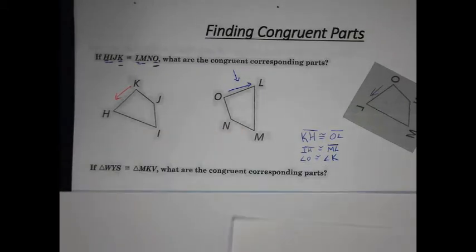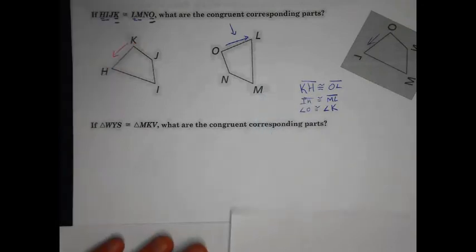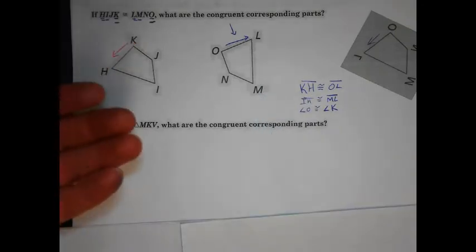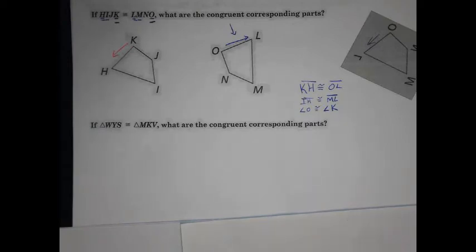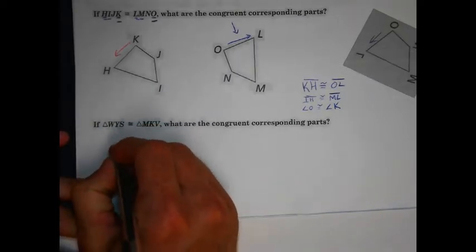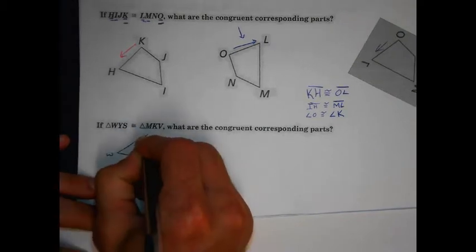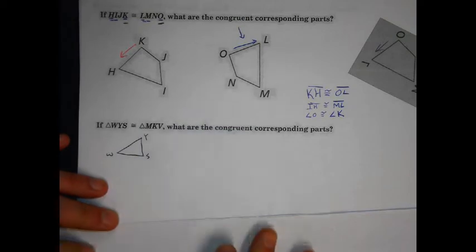So let's do another one. Now I'm going to give you another question, but this time no picture. Totally no picture. So let's do this without drawing a picture. Let's just go ahead and label all the congruent corresponding parts. So we have triangle WYS. In fact, let me just make a triangle real quick so we can figure it out. There's W, there's Y, there's S. So remember, triangles have 6 parts.